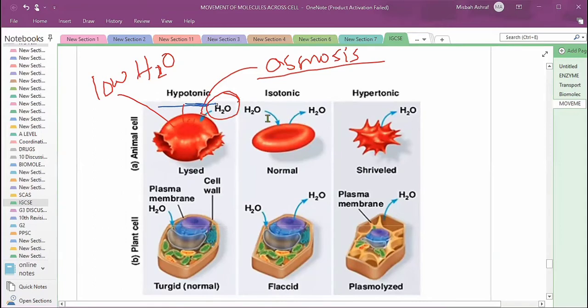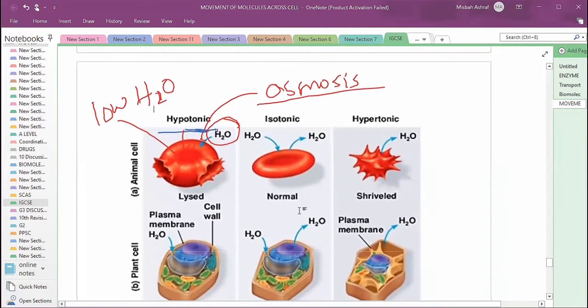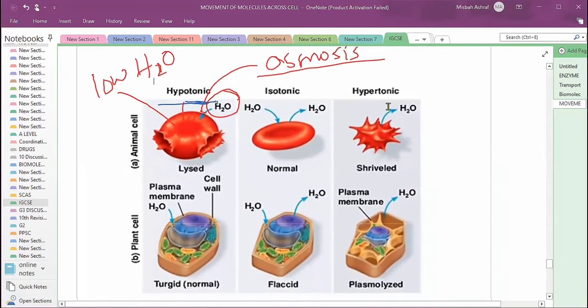Isotonic, no change occurs. It's almost equal because inside the concentration is the same and outside the concentration is also the same. So the same number of molecules are moving inside and the same number of molecules are moving outside. So it has no effect. The cell will remain normal.